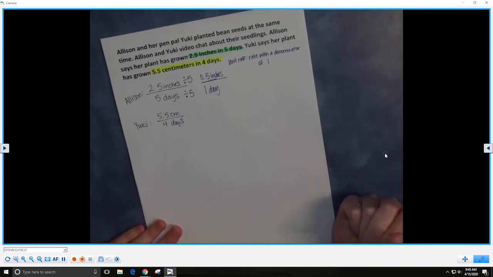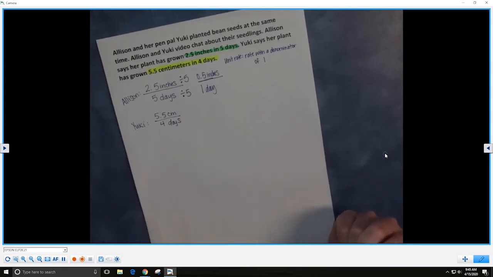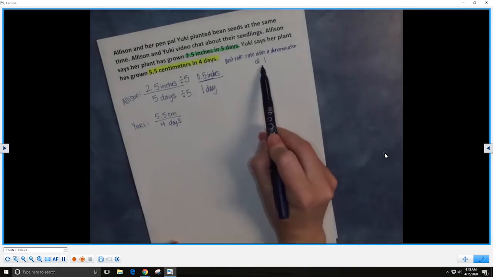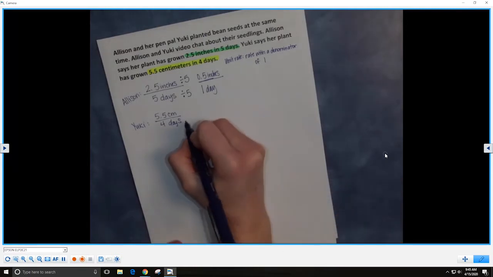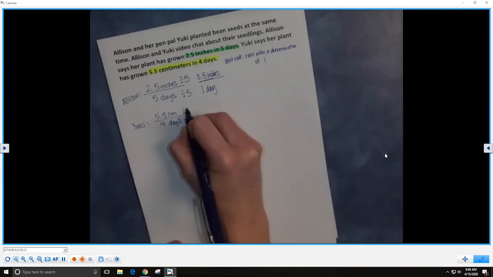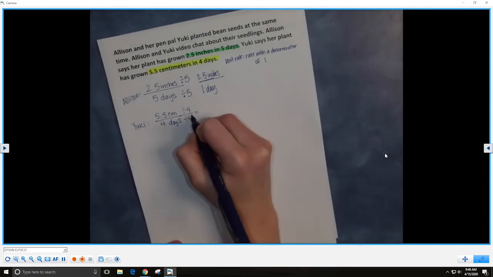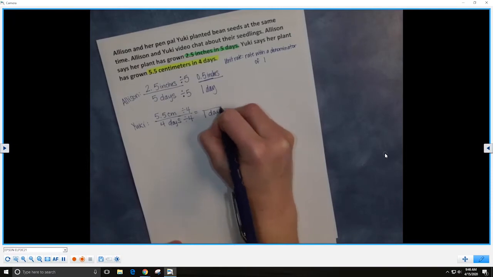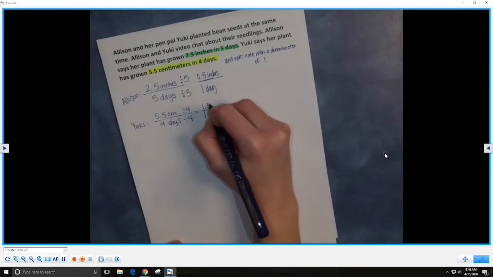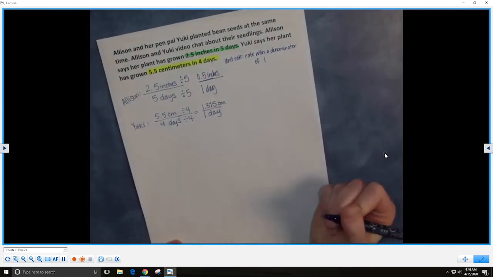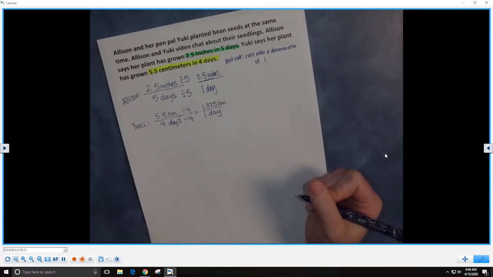Okay. So now that we have this rate, how do we create a unit rate? Remember, a unit rate is a rate with a denominator of 1. That is correct. We want to divide both the numerator and the denominator by 4. Dividing by 4 means that we're going to have a denominator of 1 day. Dividing our 5.5 centimeters in the numerator by 4 leaves us with 1.375 centimeters. So what does this mean in the context of the problem? That's right. This means that Yuki's plant grew 1.375 centimeters each day.